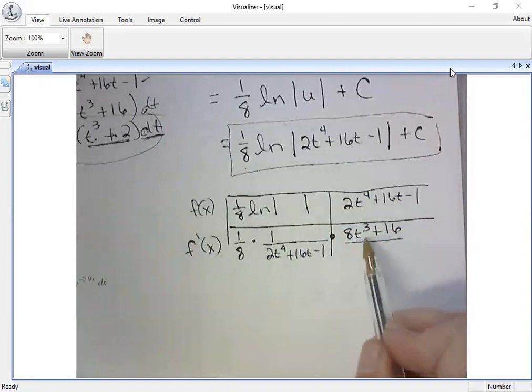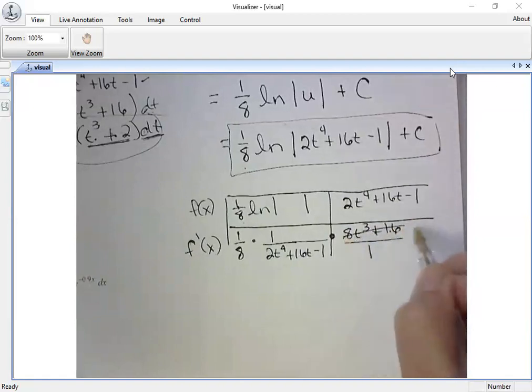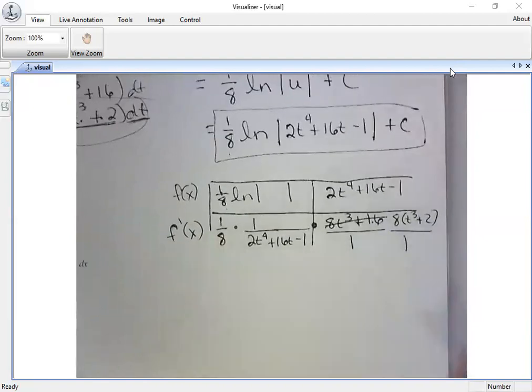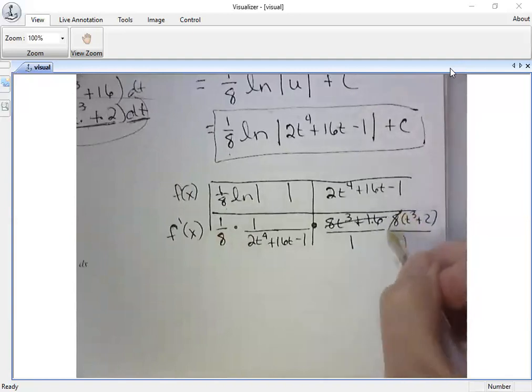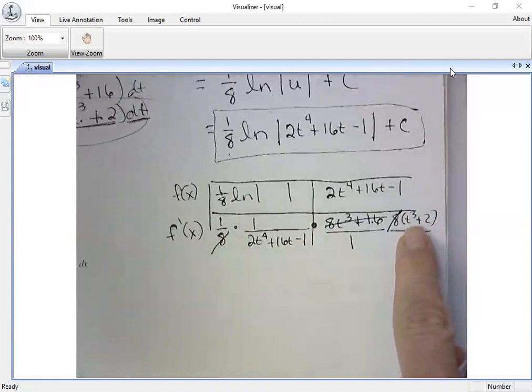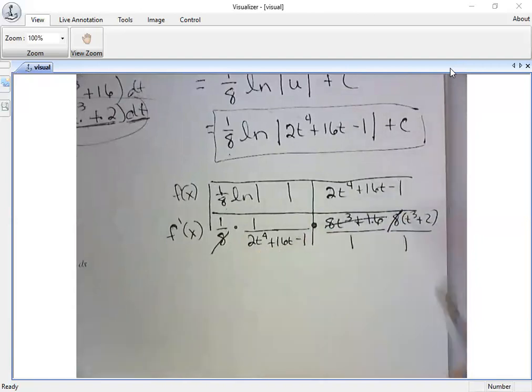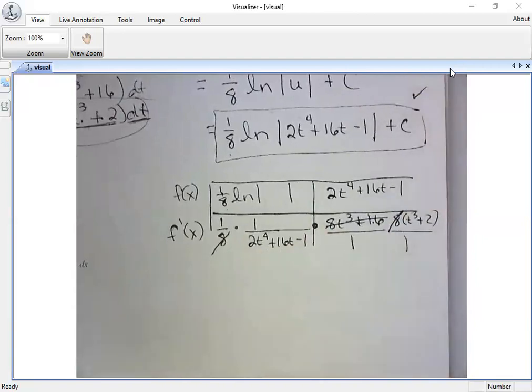The 8t to the third plus 16 can be factored into 8 times t cubed plus 2. And now, if there's an 8 on top and an 8 on bottom, what happens to those 8s? They would cancel out, and I would be left with the t cubed plus 2 on top over the 2t to the fourth plus 16t minus 1 on bottom, which is what I started with. That's how I know this is the right answer.